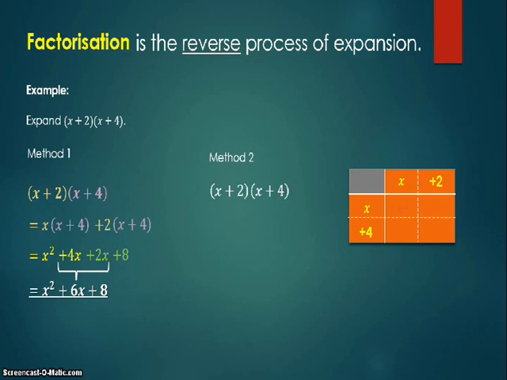So x times x give me x squared, 2 times x, 2x, 4 times x, 4x, and lastly 4 times 2 gives me 8. So therefore this expansion would be the summation of the 4 components that I just found, and hence I'll get the final answer x squared plus 6x plus 8.